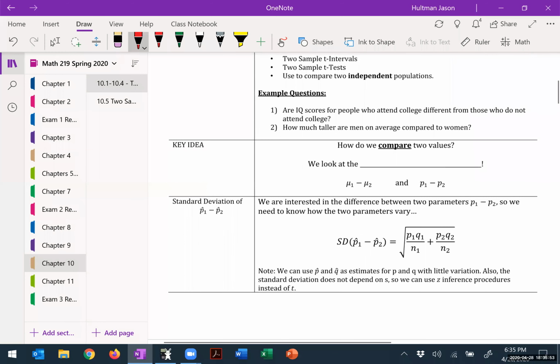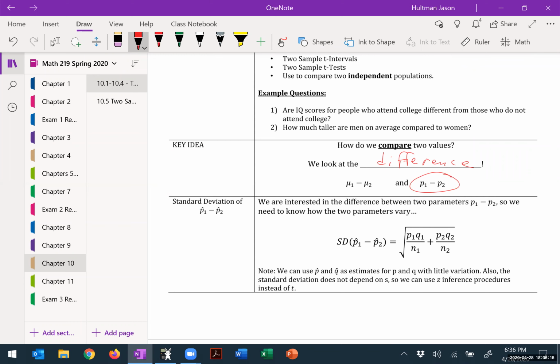Okay, how do we compare two values? We look at the difference. We look at the difference of the values. We look at P1 minus P2. Okay, that's how we do it. We find the difference in the values.